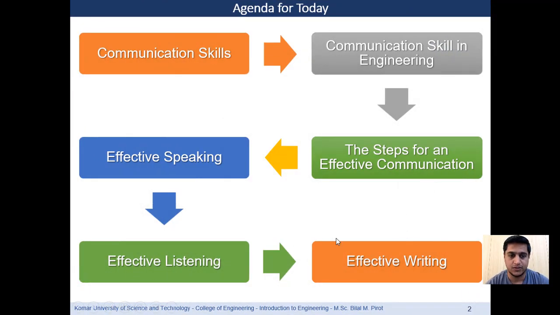We will start with talking about communication skills in general, and then we will talk about communication skill in engineering. Then we will have a topic for the steps for an effective communication. Then we will talk about three different main communication ways that are effective speaking, effective listening, and effective writing.